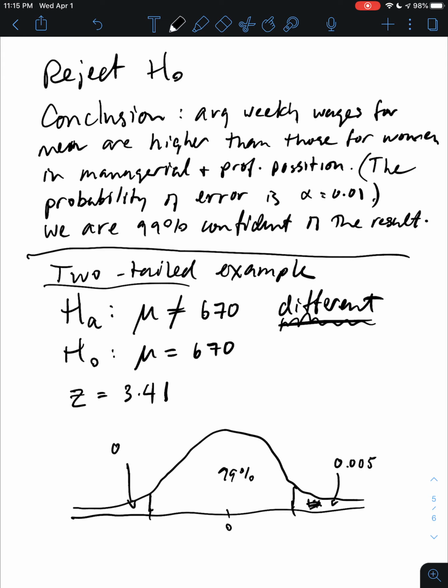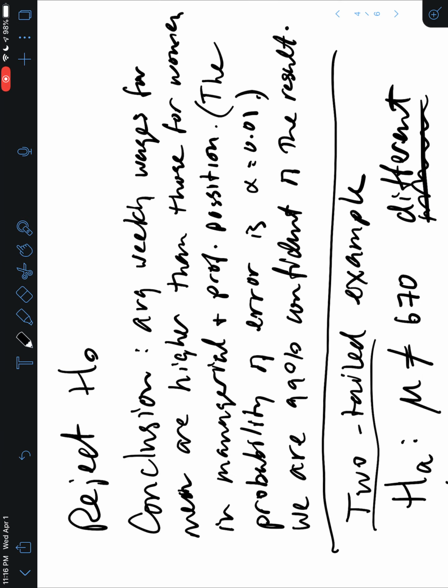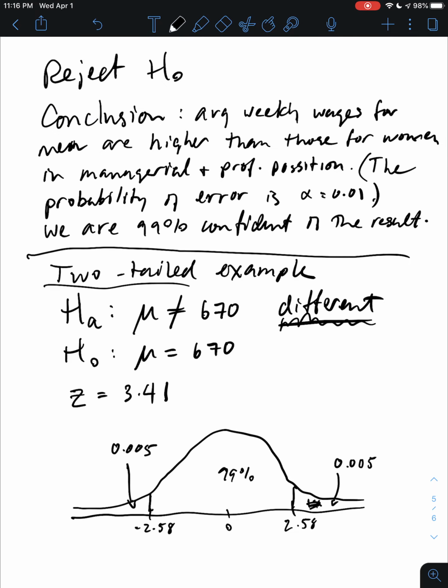So 0.5% here and 0.5% there. So you look up the Z value corresponding to 0.005, and it's about 2.58. It's not exactly, but that's the value that we usually use. It's 2.58. You'll see this in the table, in the formula sheet. You'll also see it in tables in the textbook. And you should almost have this number memorized at this point. They're so commonly used, this few numbers.